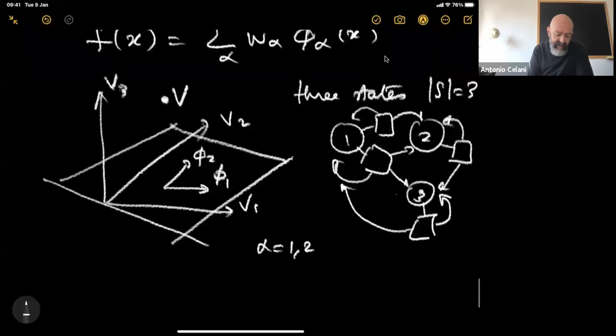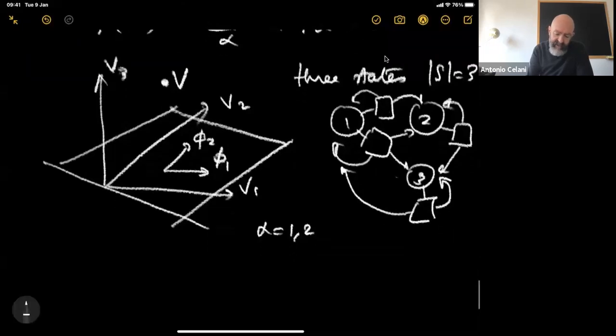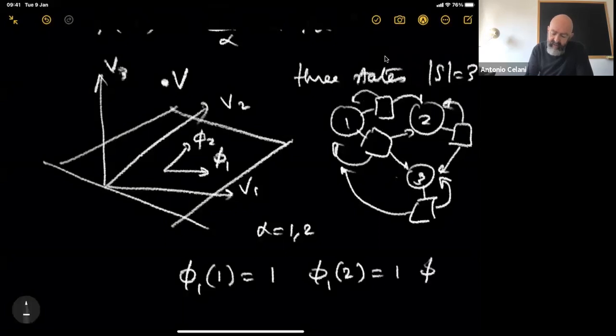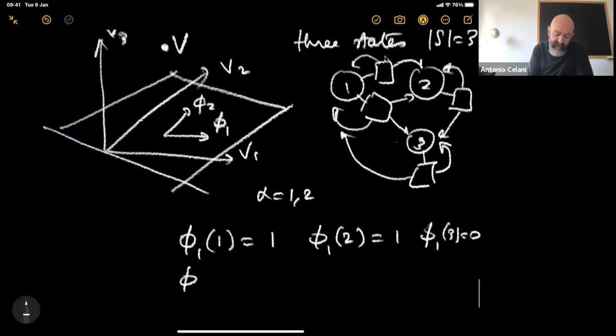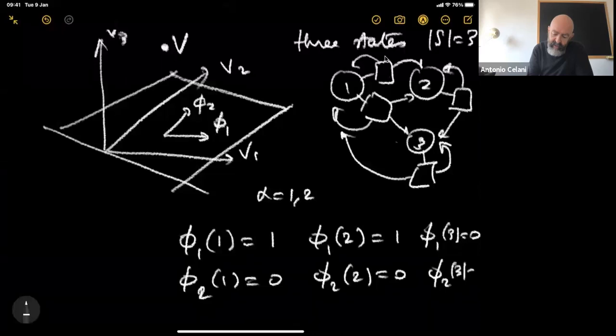Let's make an explicit example. So for instance, my phi one: component one is one, component two is one, and component three is zero. And then I have another feature, phi two, with component one equal to 0, component two equal to 0, and component three equal to 1. So these are two vectors which are independent. They don't span the full state space because there's just two of them.